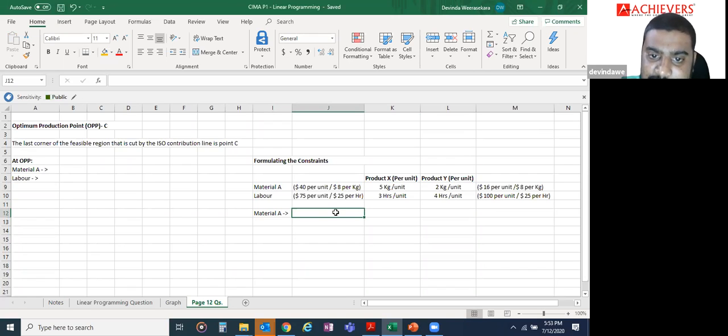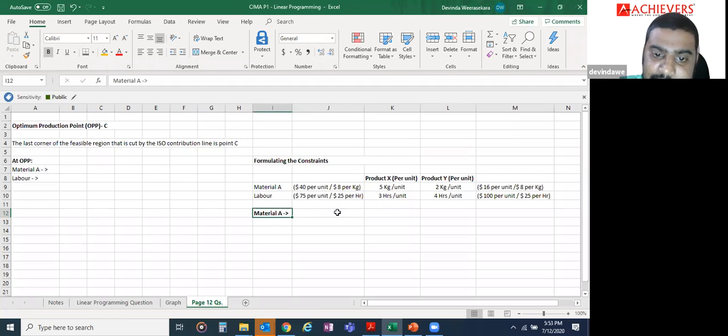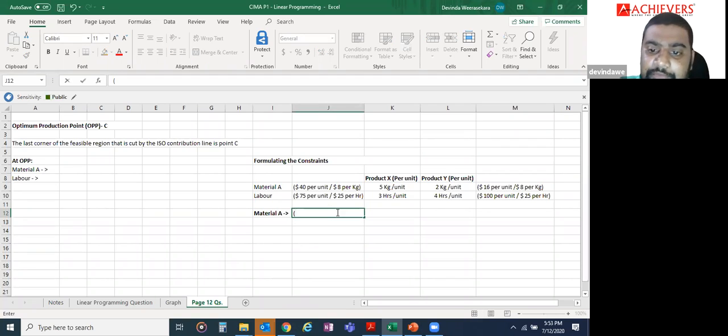Now that we have established that, let's construct the constraint equations. Material A: to produce 1 unit of product X, we need 5 kilos. And how many units of product X are we going to produce? We don't know. That's what we are trying to understand. Because we don't have the optimum production plan yet, we leave it as X.